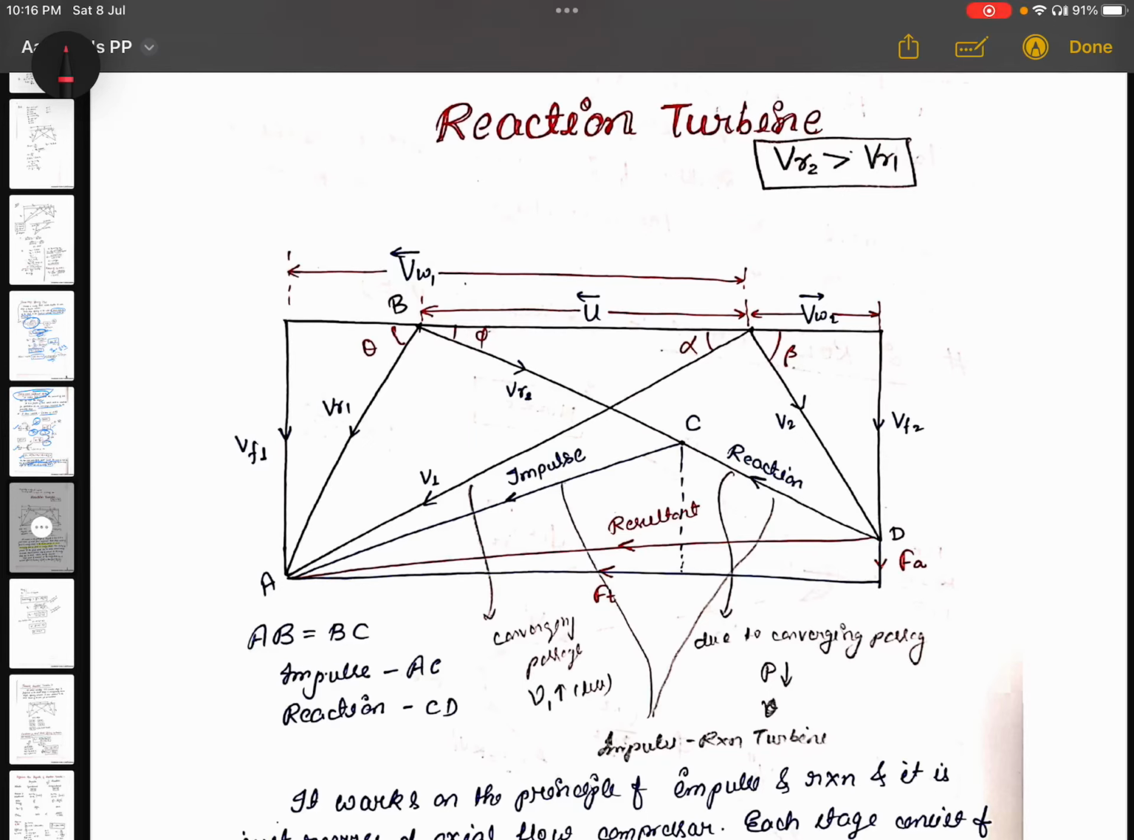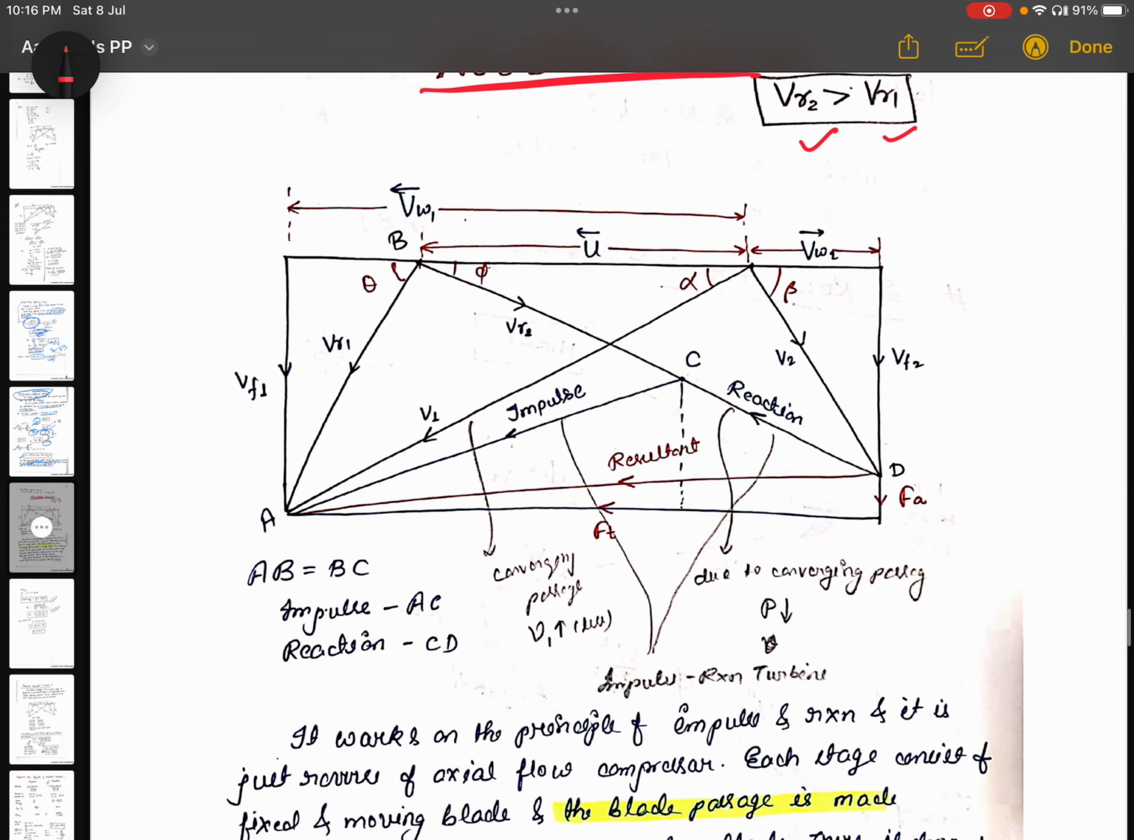So today we will study the reaction turbine. Here it is already written that the outward relative velocity is less than the inward relative velocity, whether the blade is frictionless or frictional. So here we can see the velocity diagram. The velocity diagram is somewhat different from the reaction turbine.